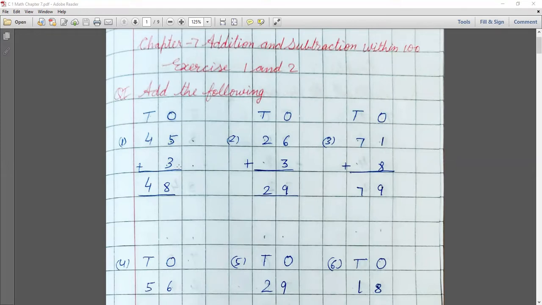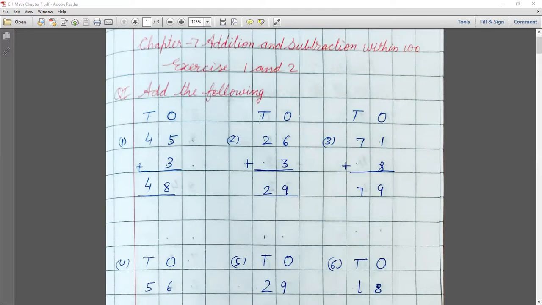First of all, we start with the ones place. So 5 and 3 is equal to 8. That's why we write 8 here. And 4, what is right here? Nothing. It means 0. And when we add 0 to any digit, we get the same answer. So that's why we write number 4 here.